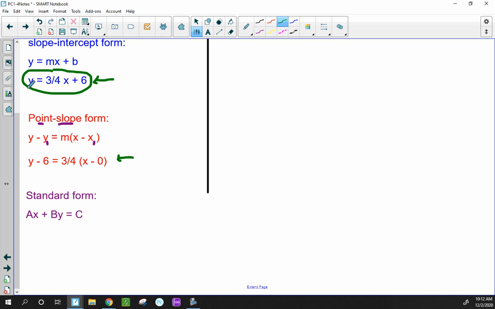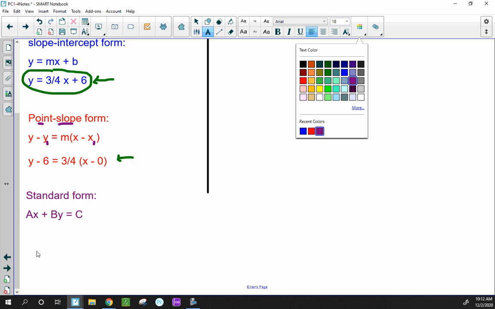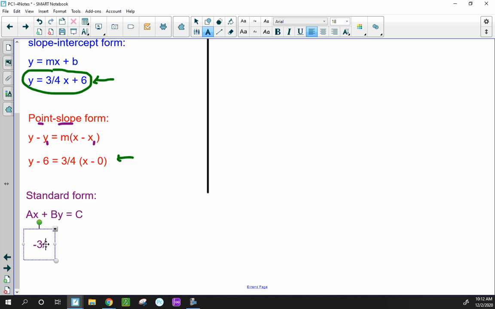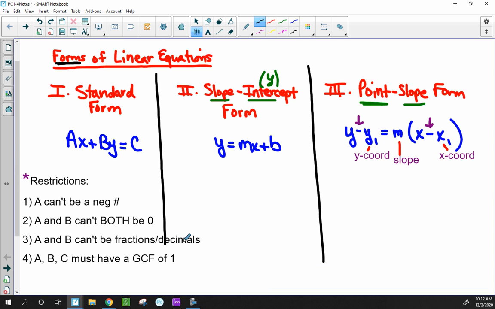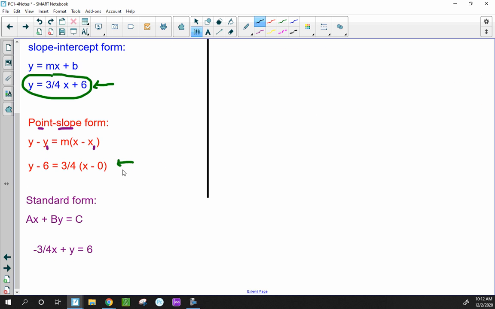So I'm going to keep my eye on this, and I'm going to transpose my 3/4 and make that a negative 3/4 when it comes across the equal sign. And then plus y is equal to 6. All I've done is move this term across. This is what I have right now. I do like the fact that I have x and y both in front of the equal sign, but according to the restrictions, a and b can't be fractions or decimals. So I'm going to have to go back.